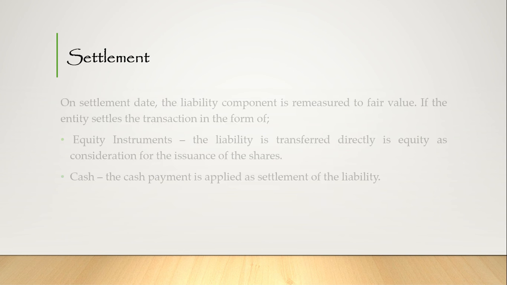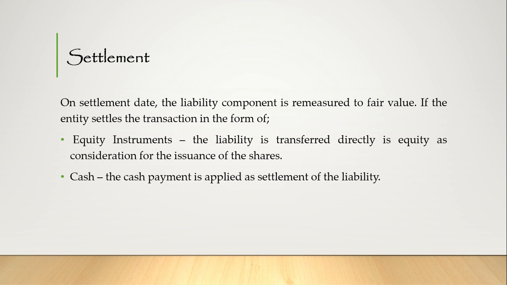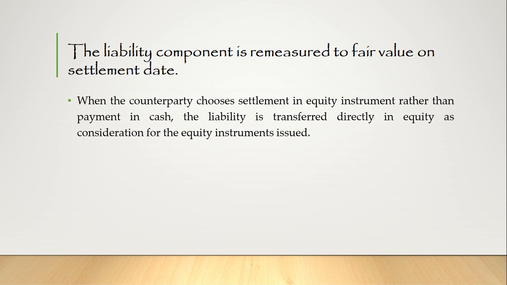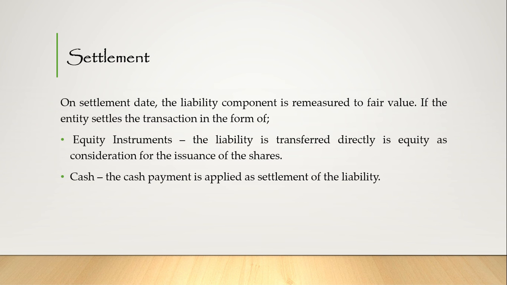Settlement. On settlement date, the liability component is remeasured to fair value. If the entity settles the transaction in the form of equity instruments, the liability is transferred directly to equity as consideration for the issuance of the shares. Next is cash. The cash payment is applied as settlement of the liability. The previously recognized equity component remains within equity, regardless of the settlement option chosen. However, a transfer within equity may be made.